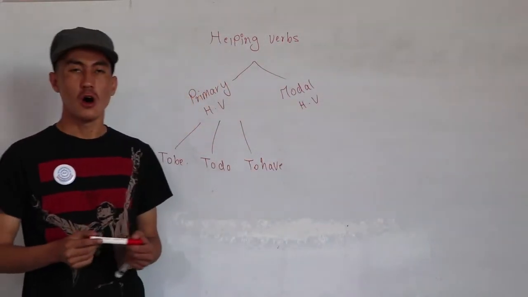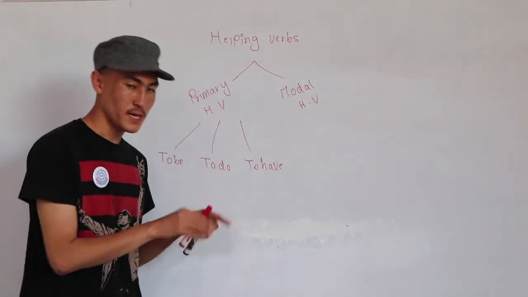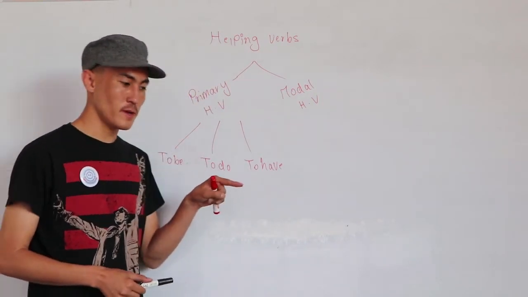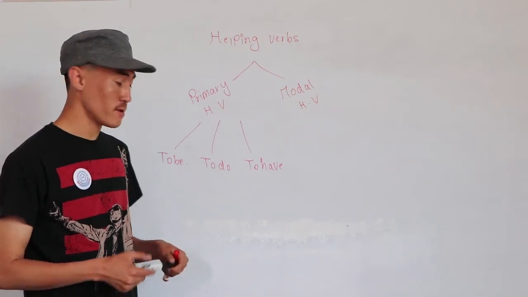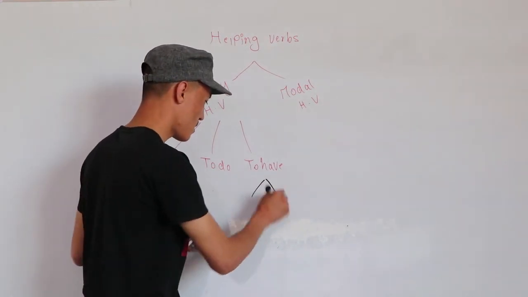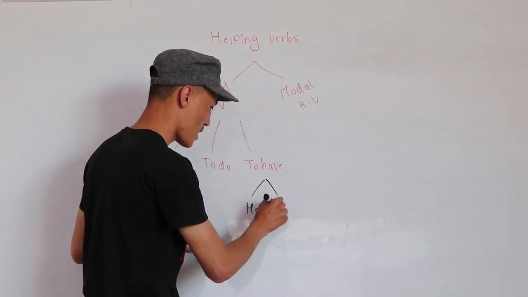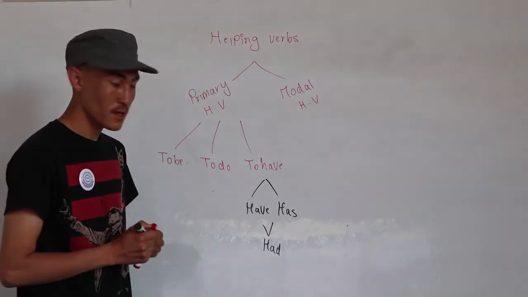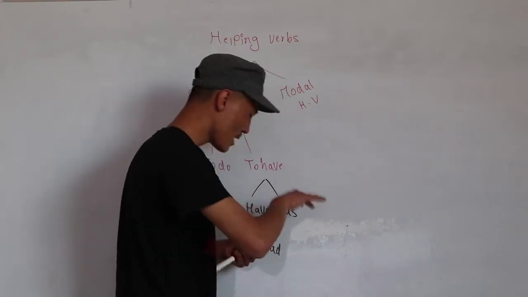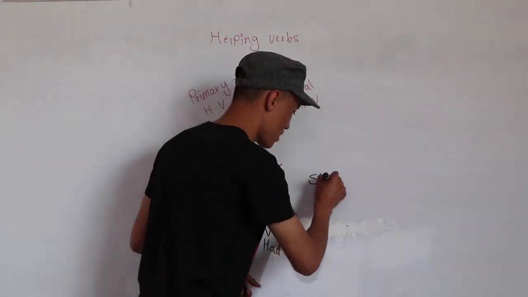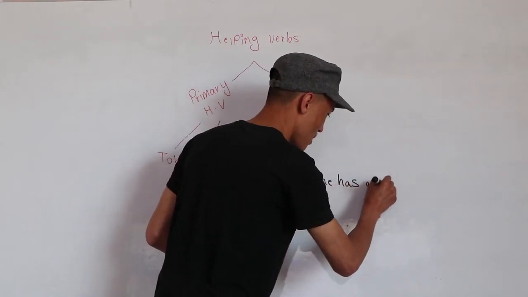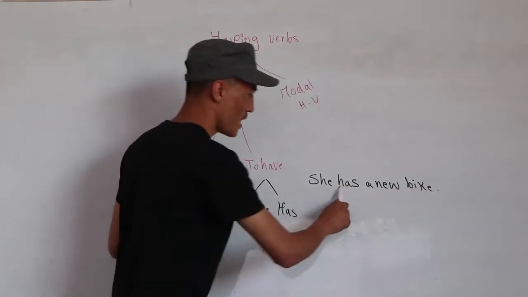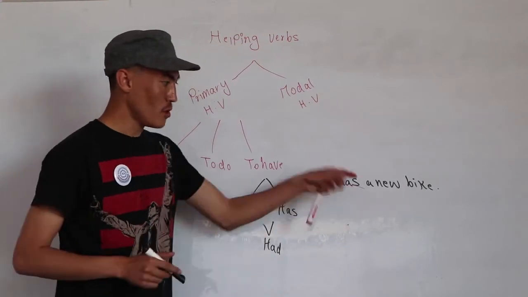To have verbs are used to show ownership, as well as we use them in perfect tenses to help the main verb change into negative and interrogative. Look, there are have, has, and the past form of them is had. Come to examples. Look, I say it shows ownership. For example, she has a new bike. She has a new bike. In this sentence, has shows her ownership.